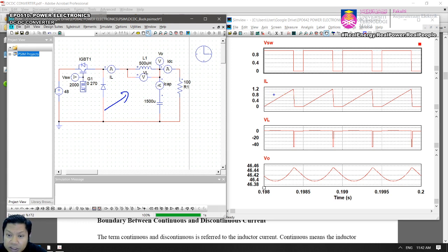Remember, the continuous operation is whereby the current goes from there, isn't it? So it continues all the time and doesn't have a discontinuity. Therefore, if you want to find the boundary, it is actually whereby the current touches the zero level. For example, you have a rise to the IL max, and then it touches zero level here, and then it rises again. See it? So this is actually the boundary between continuous and discontinuous operation.